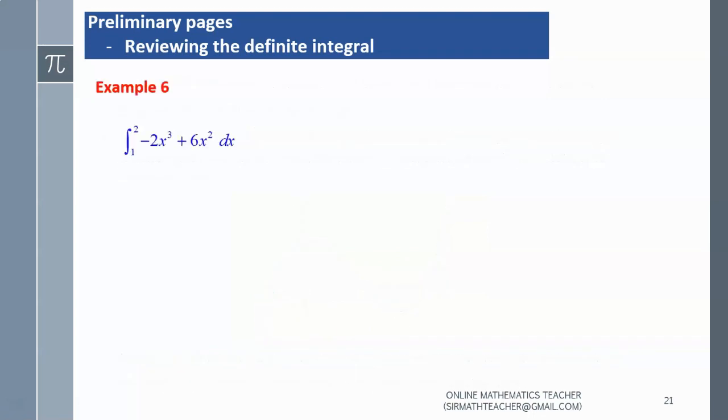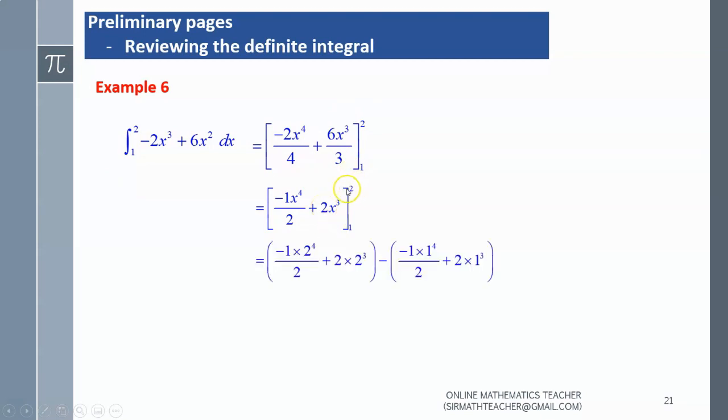Example 6. Evaluate the definite integral. Step 1, integrate. So we add 1 to our index and divide by it. We add 1 and divide by it. Next step is to simplify. 2 over 4 becomes 1/2. 6 over 3 becomes 2. We're now going to sub in 2 to the function. Sub in 1 to the function and subtract the 2. The area, or the definite integral, is 6.5.